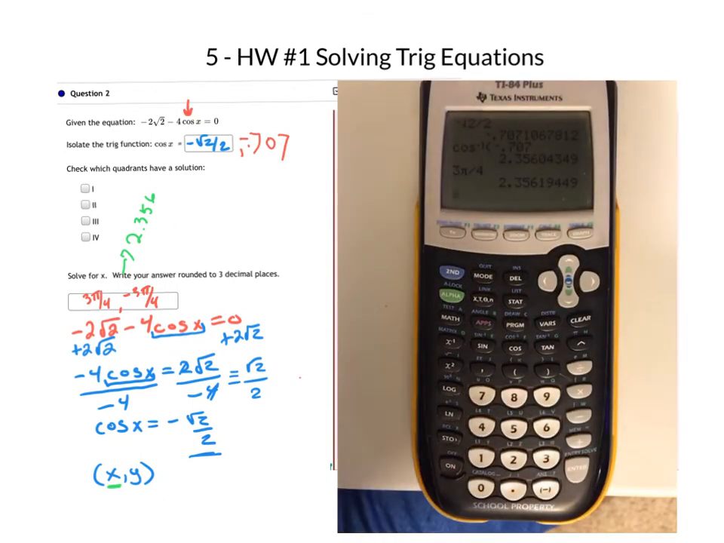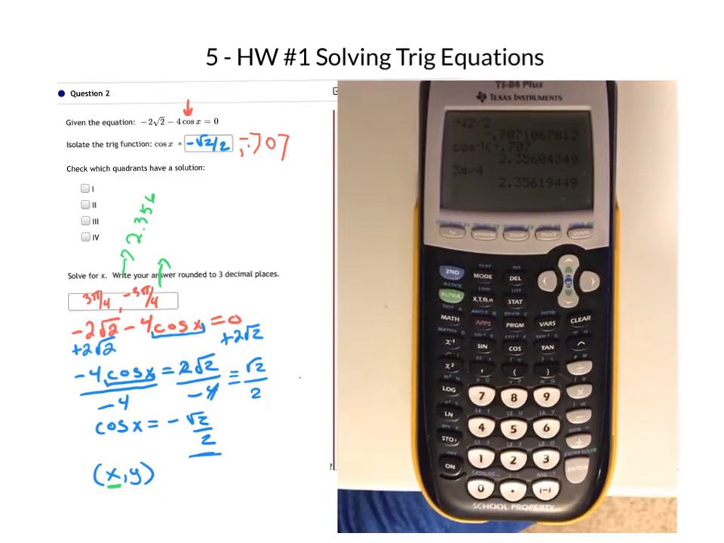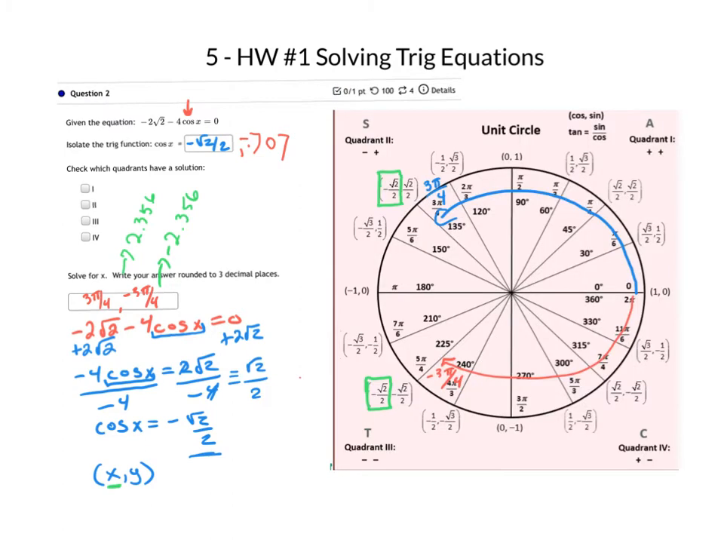Now remember, in cosine, that's my answer in the second quadrant. There could also be an answer in the third quadrant, which is where the negative comes in. So my other answer is just negative 2.356. So when it's cosine, all you do is take your calculator answer and then make it negative. Now for cosine, your calculator will always give you a positive answer, and it'll give you that positive answer either in the first or in the second quadrant.